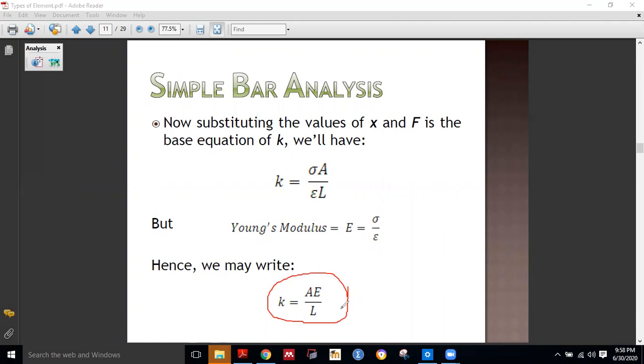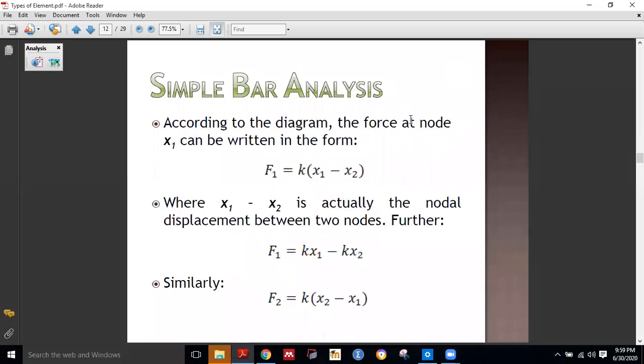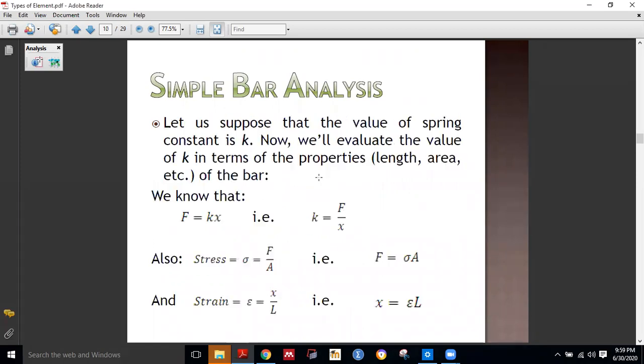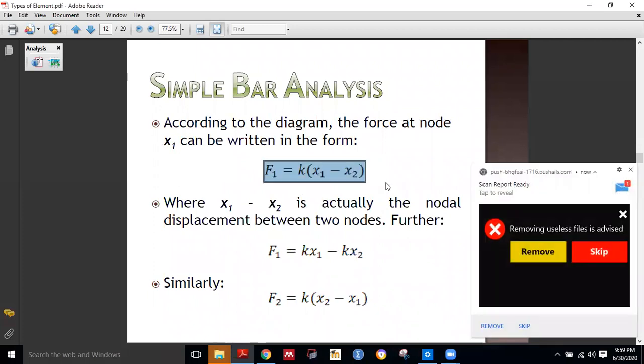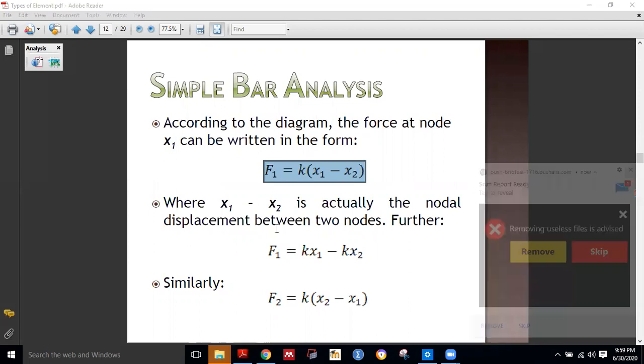That is the basic formula which you will need as a basic form for the stiffness matrix calculation or any kind of force matrix or any kind of answer obtained in the given structure. So next one, F is equal to k into (x1 minus x2). So according to the diagram, see in this diagram, F1 is equal to k into bracket x1 minus x2.